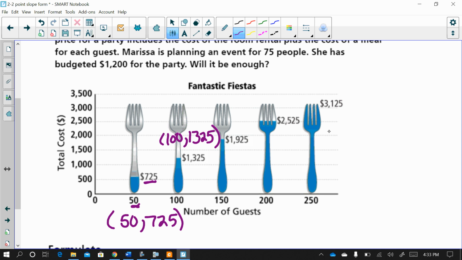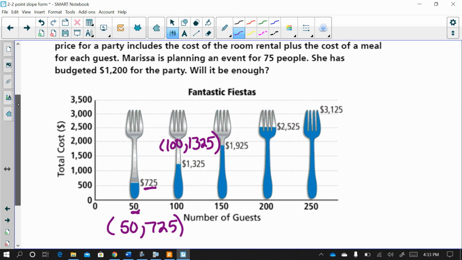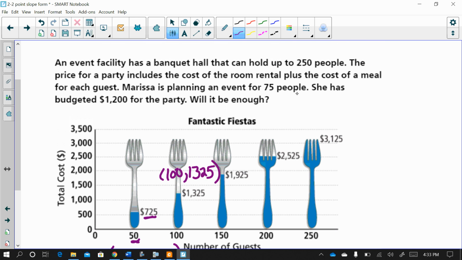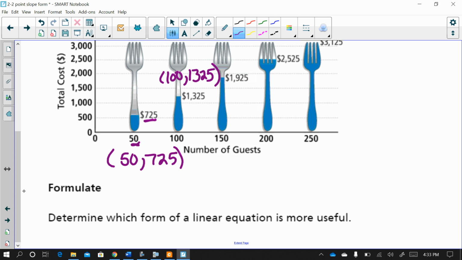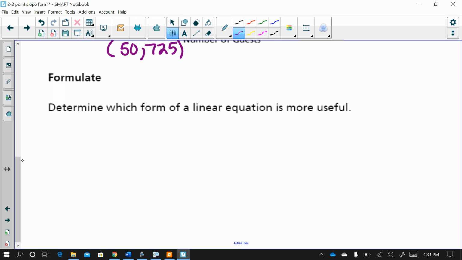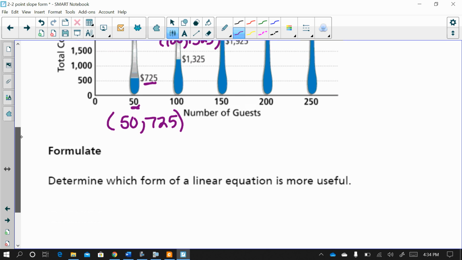So let's come up with an equation to see if we have 75 people, if $1,200 is enough. We need to determine which form of the linear equation is more useful. Is it useful to use slope-intercept or point-slope? Again, I don't see a y-intercept, so I probably want to use point-slope. So I need a point and I need a slope. So let's start with the slope.